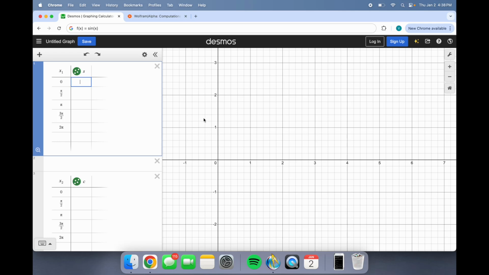Okay, let's start by graphing f of x is equal to sine of x. Keep in mind that we are no longer calling the inputs theta to emphasize the fact that they're angles. Now we're calling them x to stay consistent with general function notation.